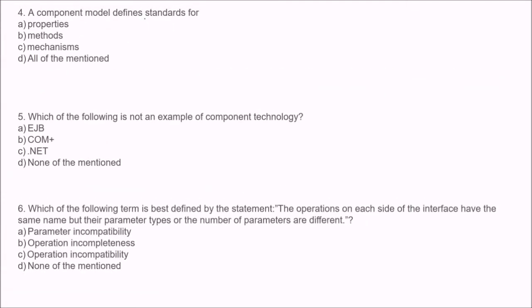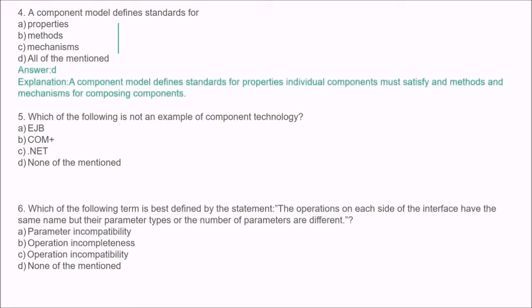Next question is a component model. A component model defines standard for what? All of the mentioned? Yes, the answer is all of the mentioned. It may be properties, methods, and mechanisms. So a component model defines standard for properties individual components must satisfy, and methods and mechanisms for composing the components.